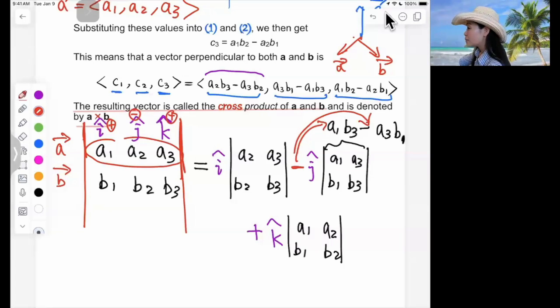So remember the cross product is actually better to remember as a symbolic determinant of this 3 by 3 matrix. What will be the first row? IJK. What will be the second row? Component of A. The third row, component of B. Then this will be the cross product. The symbolic determinant of this is the cross product.